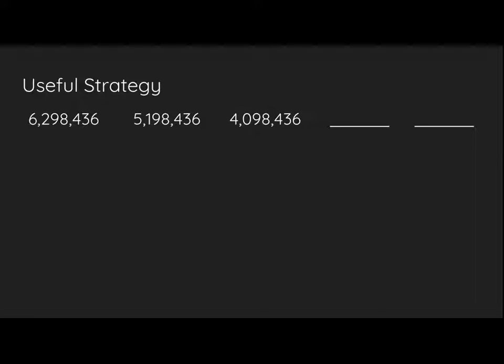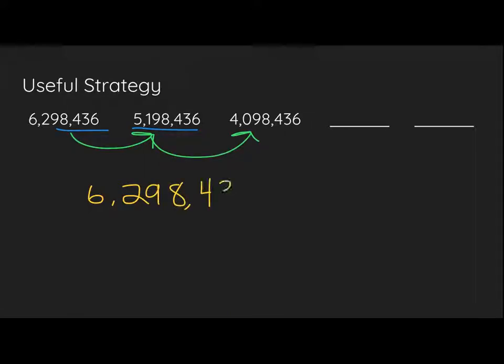All right. Here we have a pattern of numbers, and we need to figure out what the next two numbers in the pattern are and then come up with a rule for it. And here's a strategy I love to use. In order to figure out how these numbers are changing, I'm going to subtract one number. Let's say we subtract 6,298,436 and 5,198,436. So if I subtract those two numbers, it's going to tell me how my numbers are changing, what they're either going up by or what they're going down by.